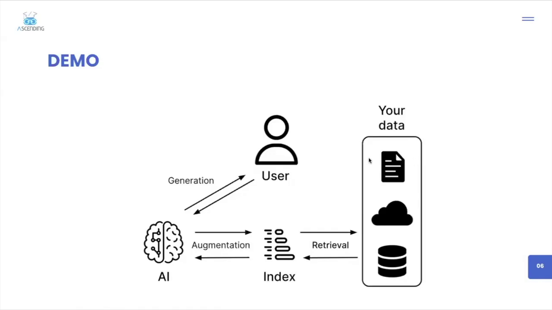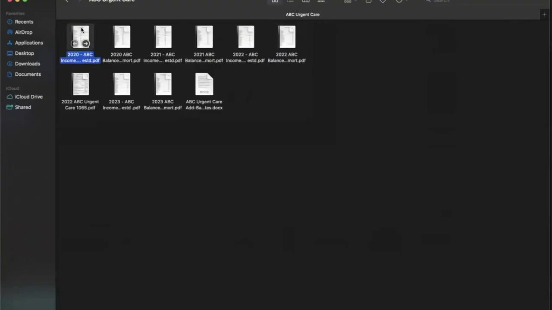So in this demo, what I'm going to show you is, I have a bunch of documents here, and these are financial documents for this particular urgent care called ABC Urgent Care.